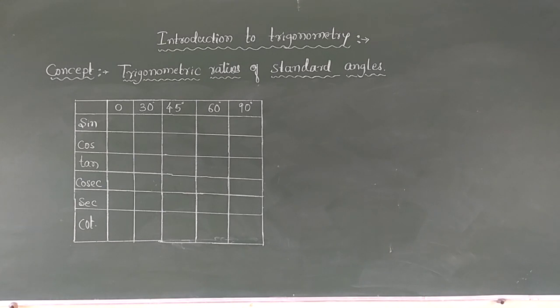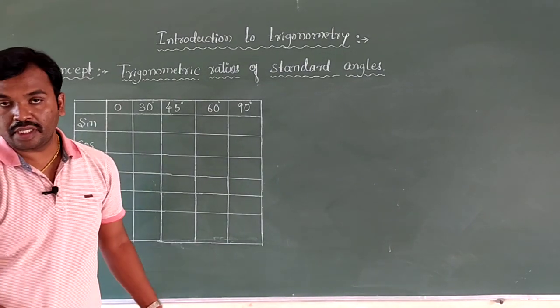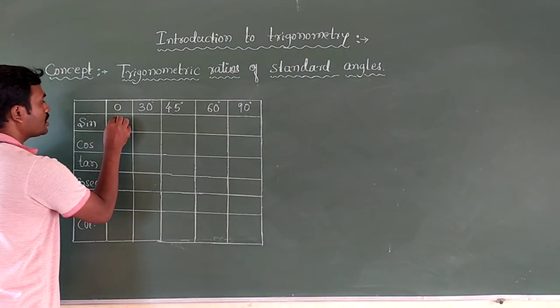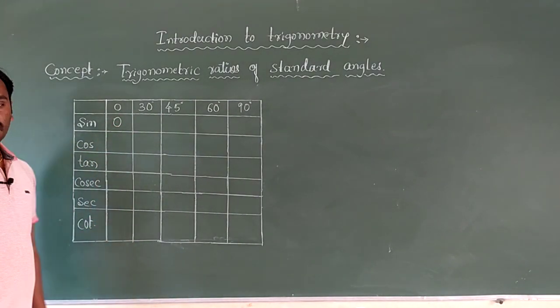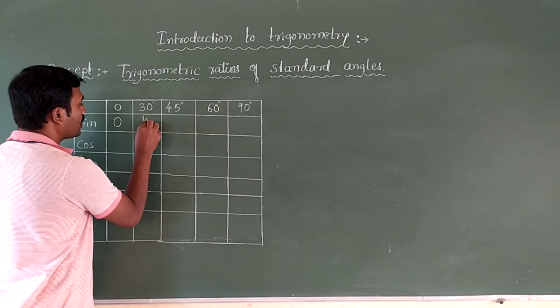Okay children, let us tabulate all these trigonometric ratios of standard angles in a single table. Here first, we have derived that sin 0 is 0. Sin 30 is what? Sin 30 is 1 by 2.